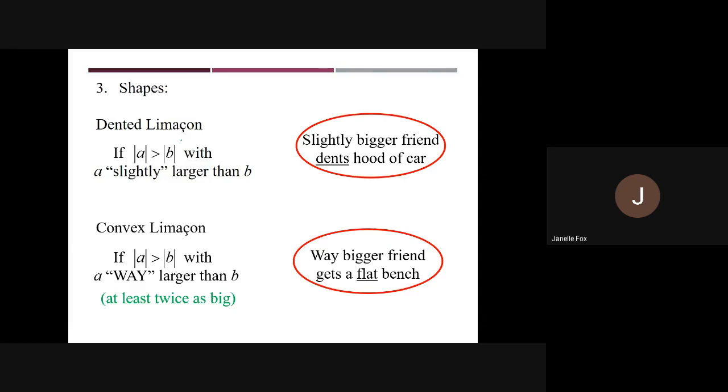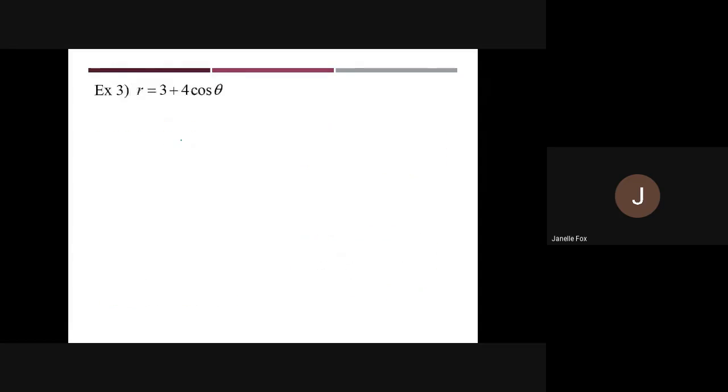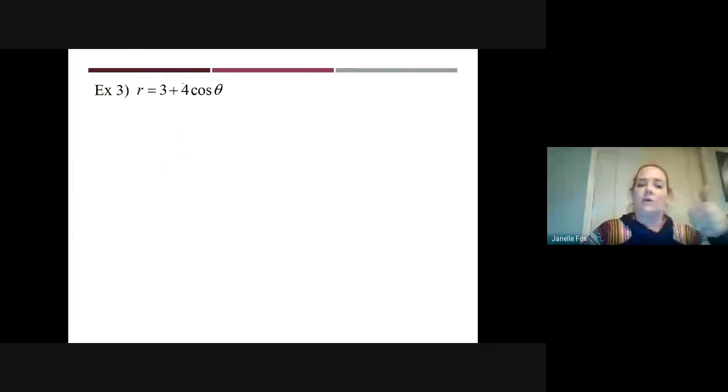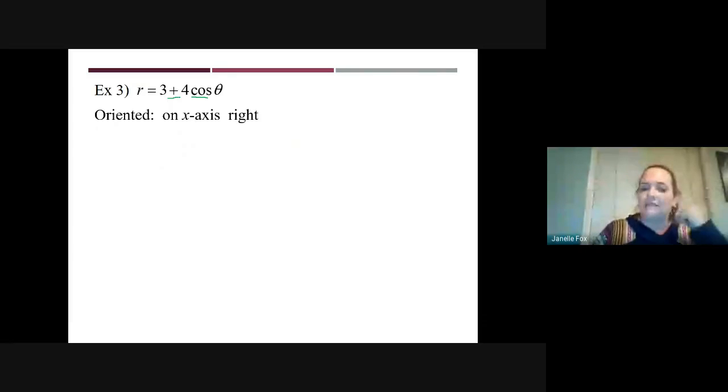Okay, we got this. So let's do some examples. So this guy right here, when we look at the 3 and the 4, we're going to figure out how it's oriented, how big to draw the pieces, where to put it, all that good jazz. So where is this guy oriented? Because it's a cosine and because it's a plus sign, it's oriented on the x-axis and it's oriented to the right. That's like the positive x-axis. What shape is it? The 3 right here is smaller than the 4. And so we know that that means that it's a looped limaçon.